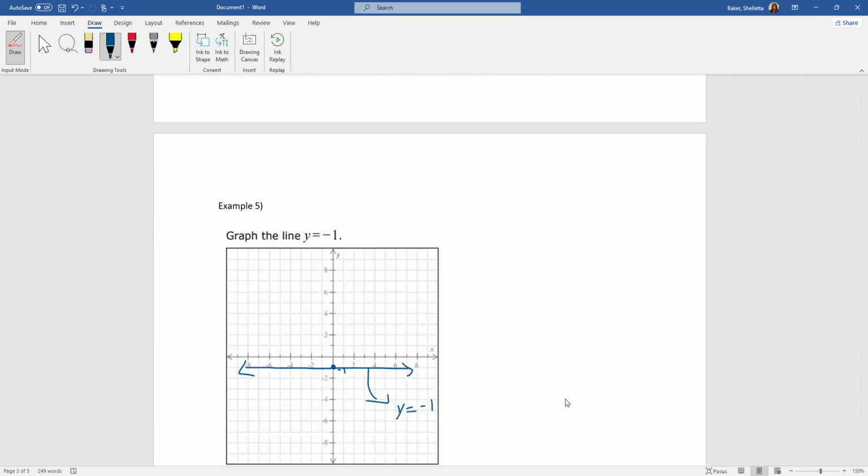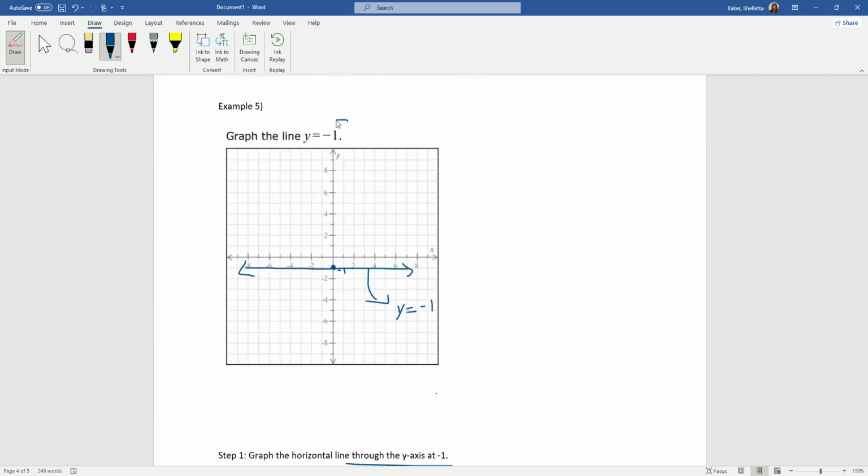For example 5, to graph the line of y equals -1, we're going to draw a horizontal line that cuts through the y-axis right here at -1. We plot that point of -1, and then we draw the horizontal line through the y-axis.